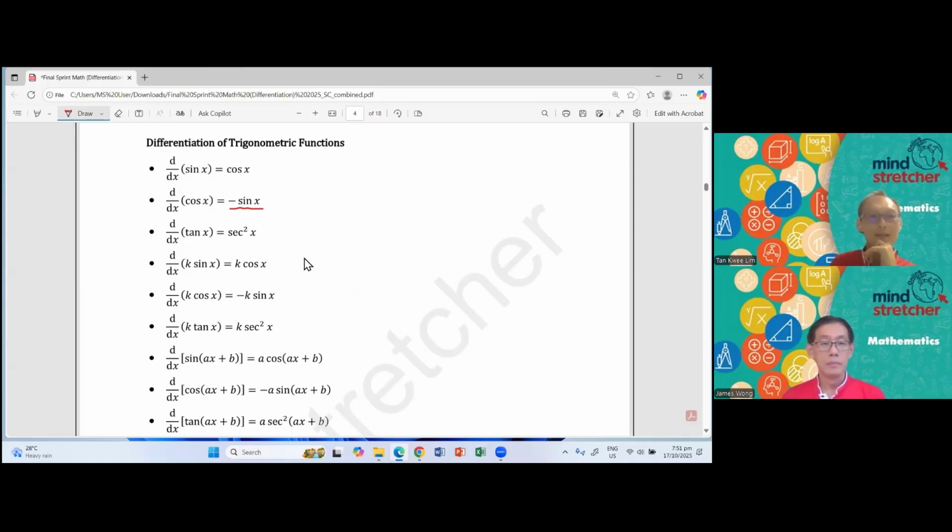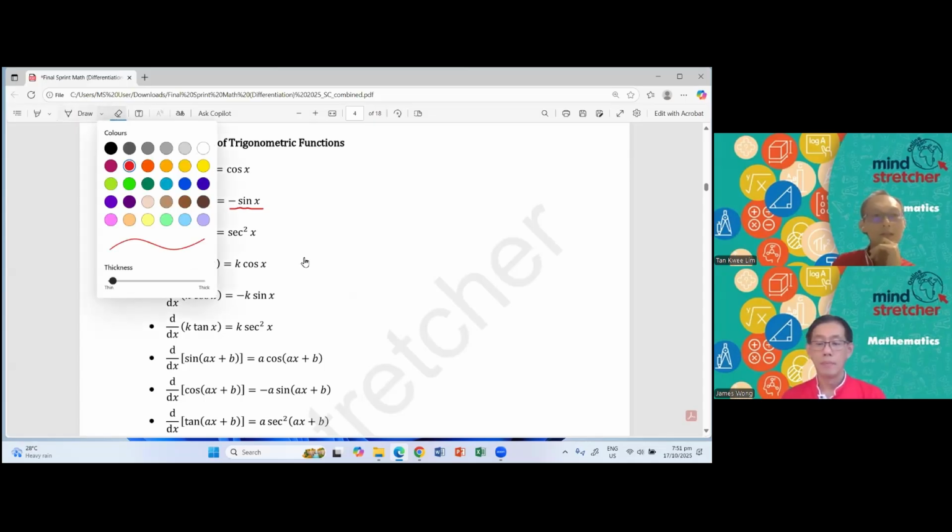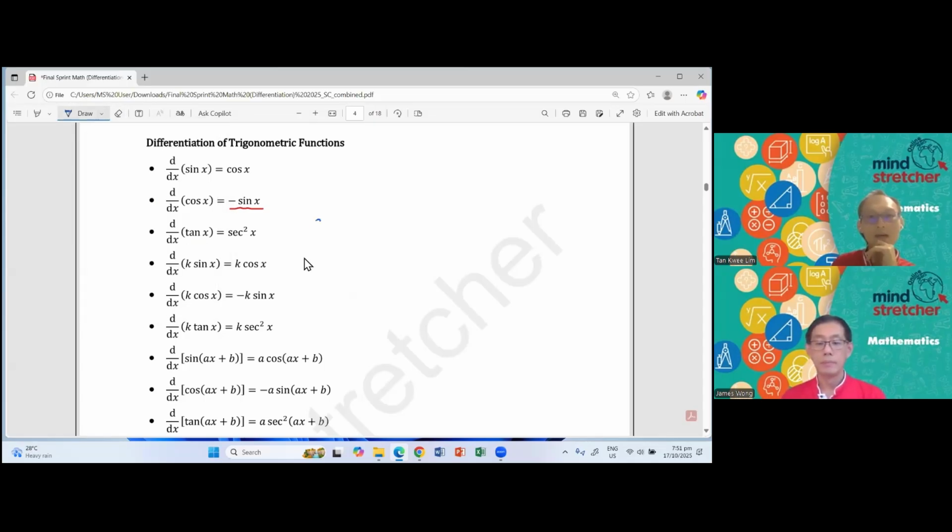Then the next one is d/dx of tangent x. For tangent x, it will actually give you secant square x, okay? And there is actually a reason for this, because if you think about it, tangent x is also what? It is also, let me change the color first. Okay, so tangent x is actually sine x over cosine x, right?